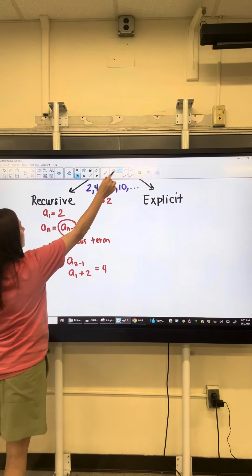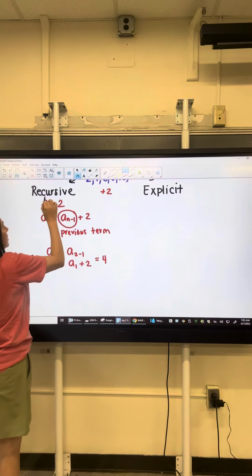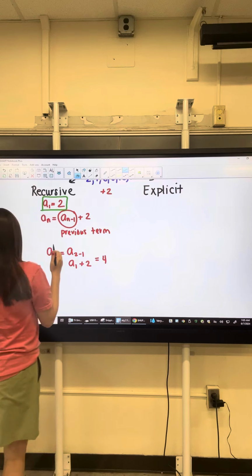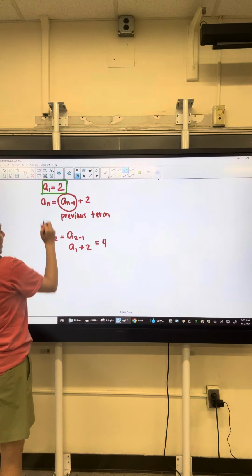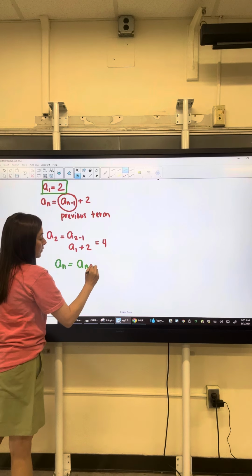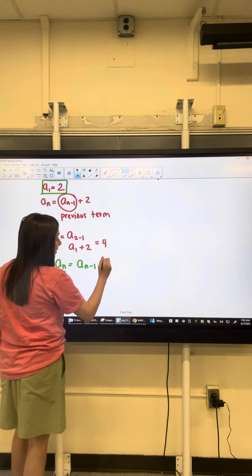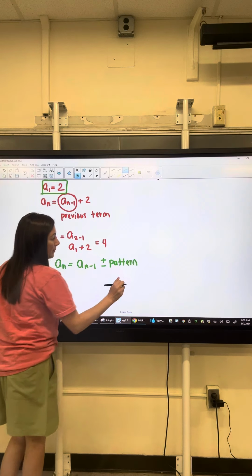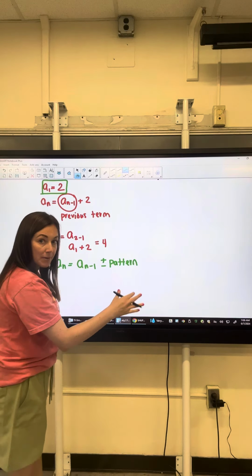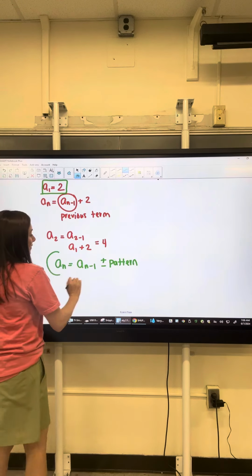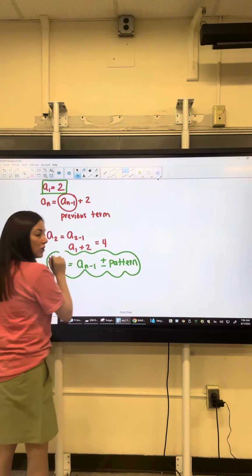Ready? You need two things in order to get full credit. You need to state what the first term is, and then you need to state your roadmap. Your roadmap is always a sub n equals a sub n minus 1, which stands for previous term, plus or minus the pattern, depending on what it is, okay? Obviously, if the pattern is more complicated, this would have to be more complicated, but that's kind of the gist of recursive, which is definitely tricky.